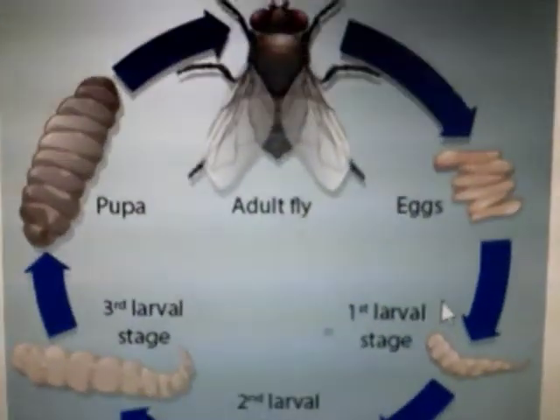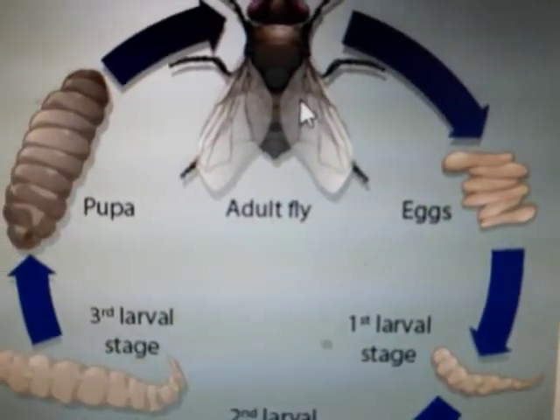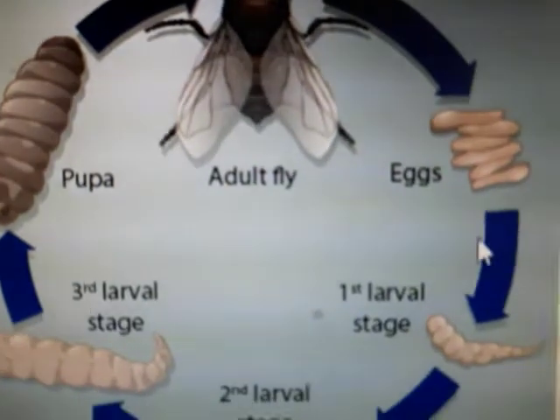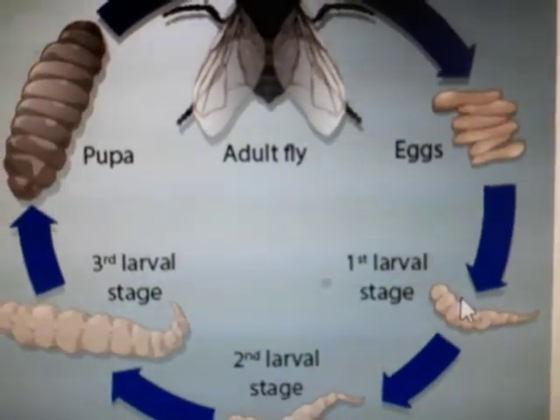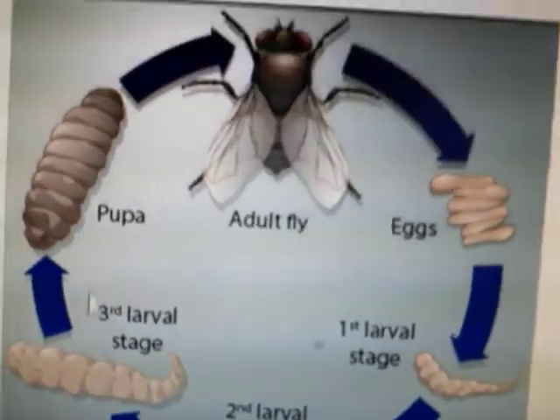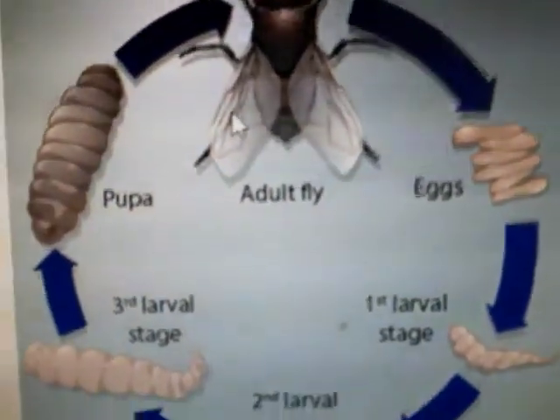Arthropoda, adult fly, produces many eggs. First larva, this is the first larval stage, second larval stage, third larval stage, then pupa, and then adult fly.